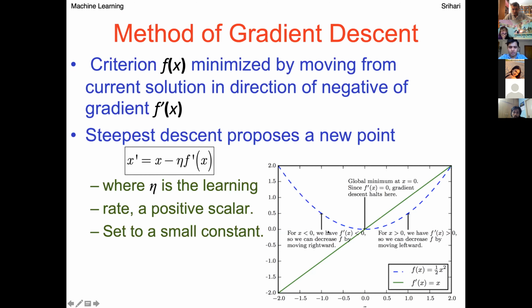For x less than 0, we have f prime of x less than 0. For x greater than 0, we have f prime of x greater than 0. So that's where the sign comes in. Eta is just a step to see how much you're going to move. So this particular equation is called gradient descent. Eta is the learning rate, a positive scalar.